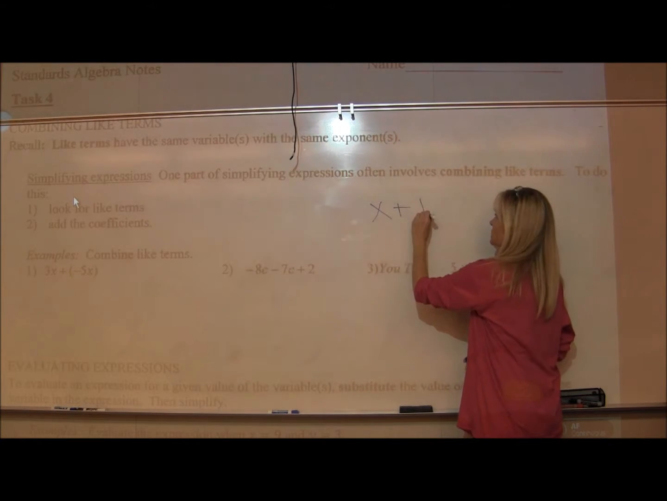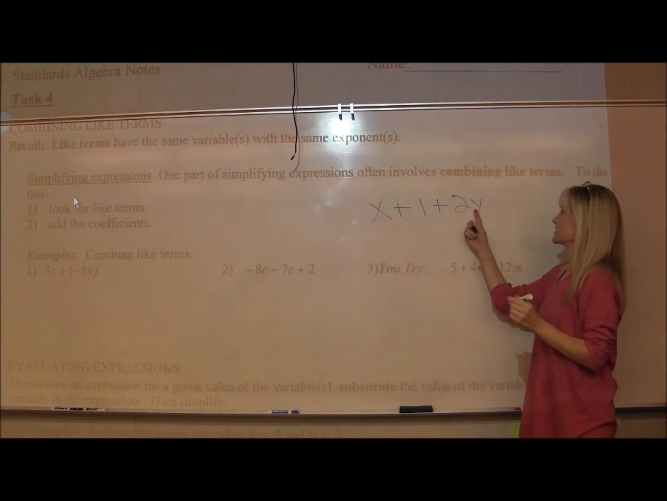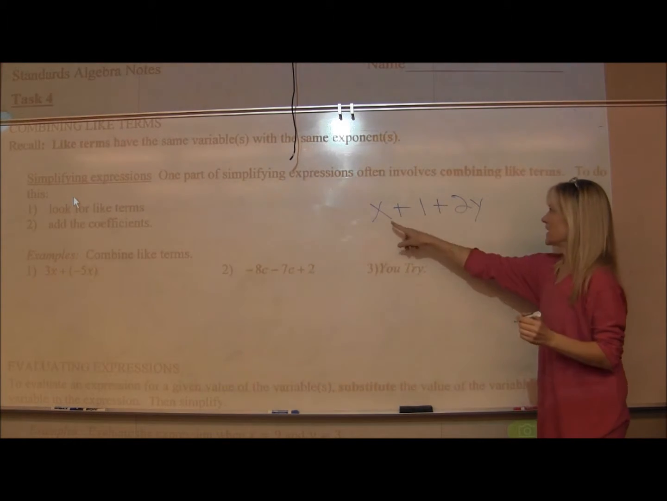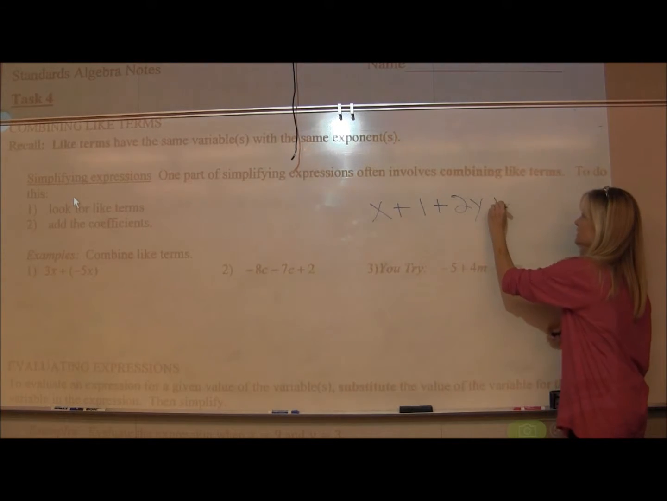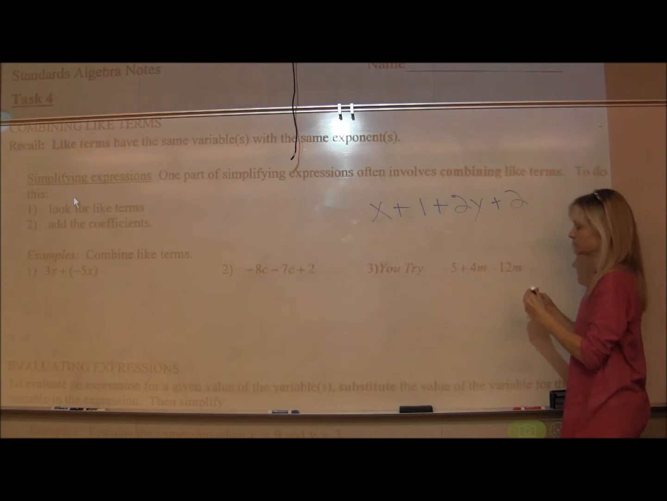x plus 1 plus 2y. There are no like terms here. Different variables, and this can't be combined. Nothing here can be combined, so this can't be simplified. If I had another constant, I could combine those. Constants are like terms. Okay?